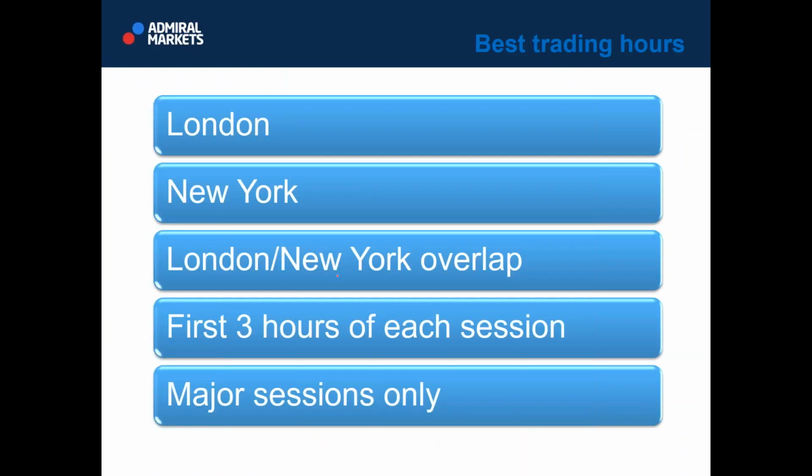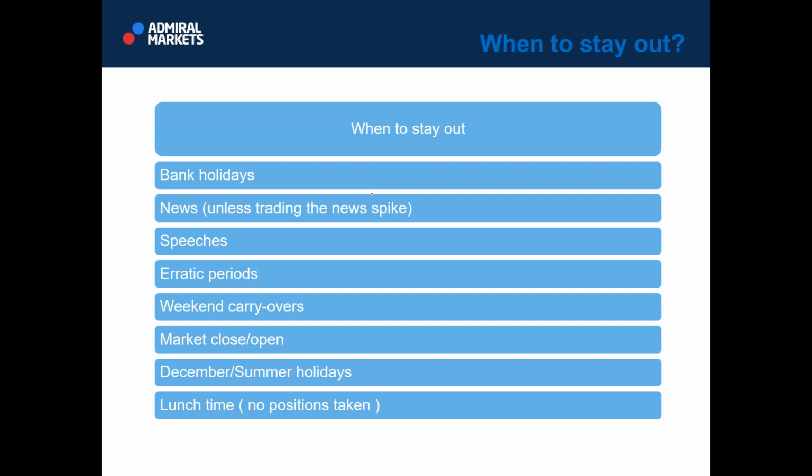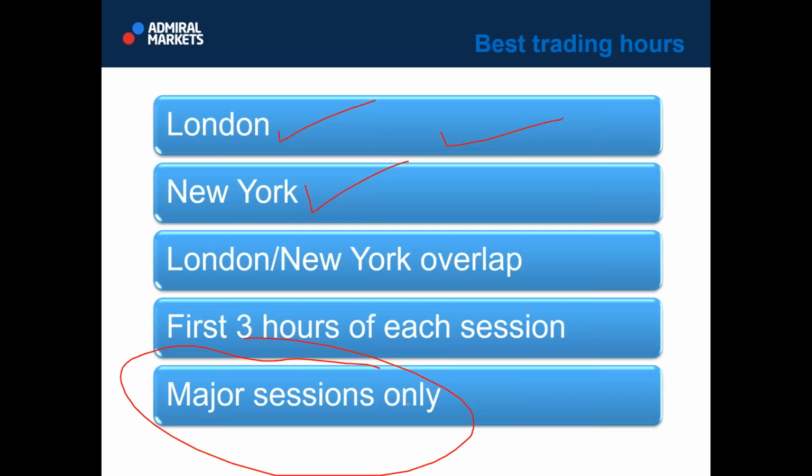So best trading hours, guys. London, New York overlap, first 3 hours of each session. So first 3 hours of London, New York, okay, and Tokyo session. Major sessions only. Don't forget it. Major sessions only. Okay? This is of utmost importance.